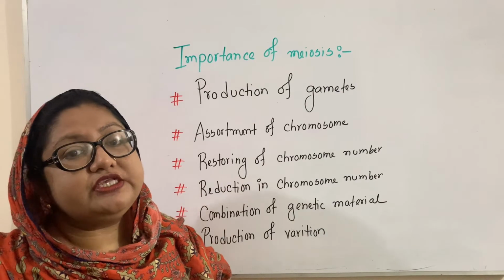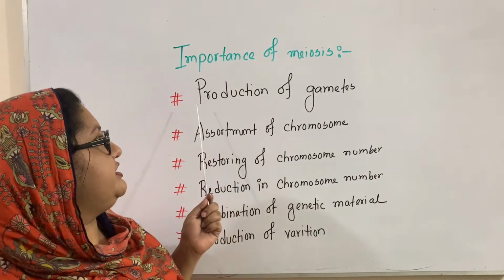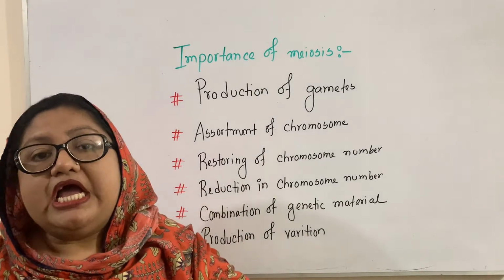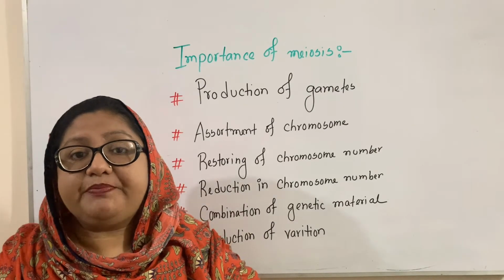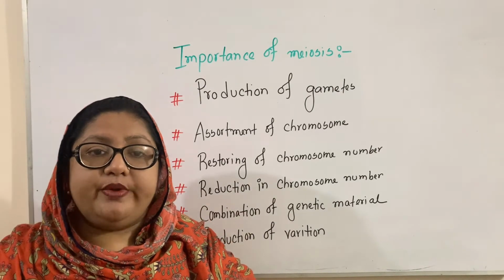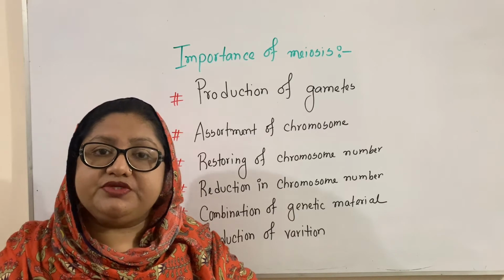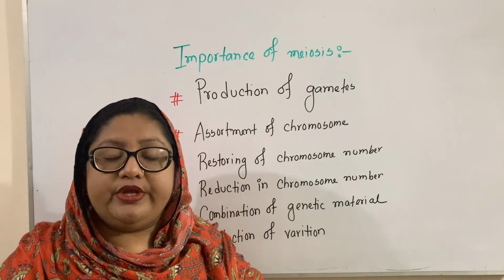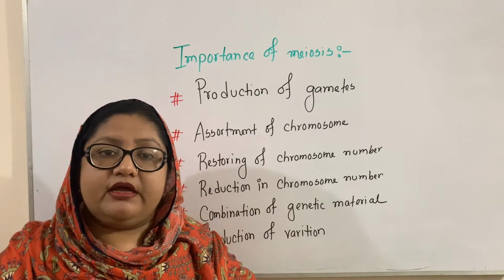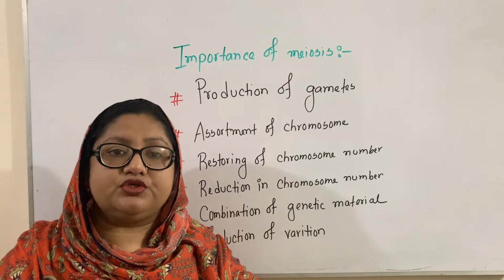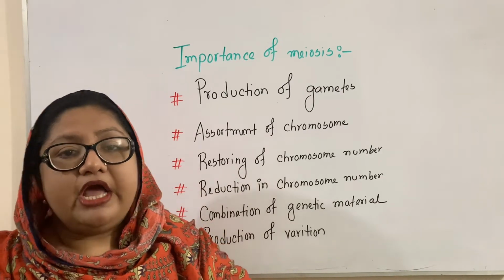Now the significance or importance of meiosis cell division. First of all, production of gametes. Due to meiosis cell division, the gametes are produced in animals which reproduce sexually. Meiosis cell division plays a very important role in the production of gametes.